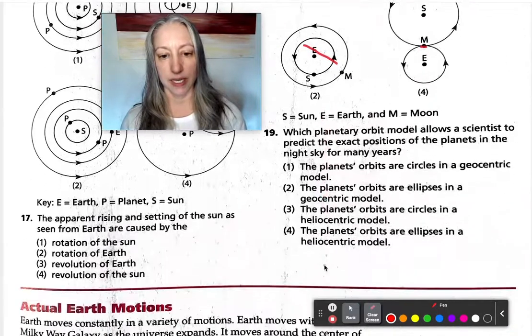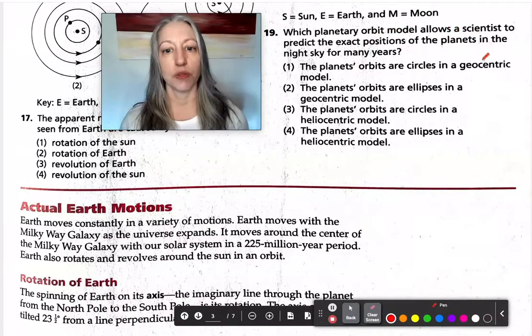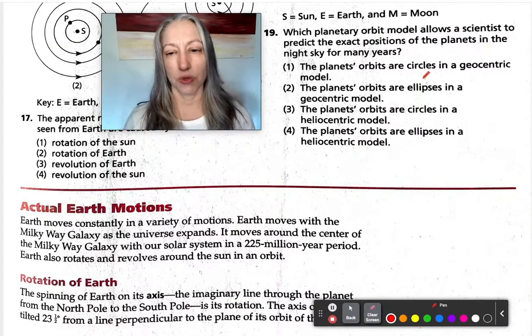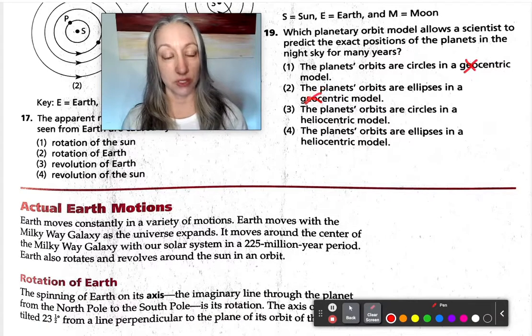Number 19, last question. Which planetary orbit model allows a scientist to predict the exact positions of the planets in the sky for many years? So right away, you should know that it can't be this number 1 because that's a geocentric model. It can't be number 2 because that's a geocentric model. It's got to be either 3 or 4 because these are heliocentric models.